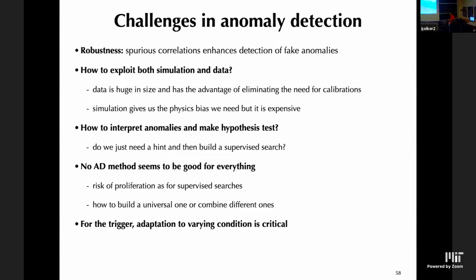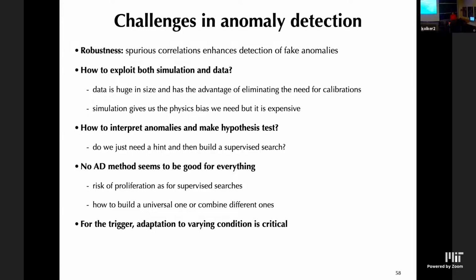Then it seems from the CMS results that there is no anomaly detection method that is good for everything. So we might risk having a proliferation, as we have for supervised searches. Maybe we want to ask if we can build a universal anomaly detector or combine different ones in a proper way.